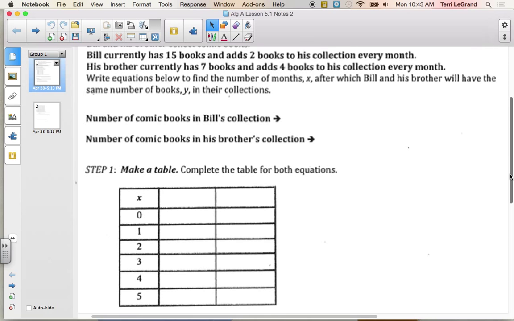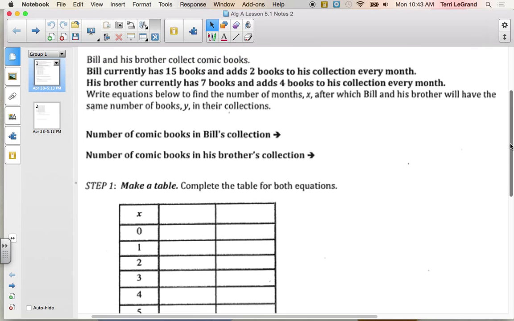So we have Bill and his brother who are collecting comic books. Bill currently has 15 books, and he adds 2 to his collection every month. Then we have his brother who currently has 7 books, and he's adding 4 books to his collection every month.